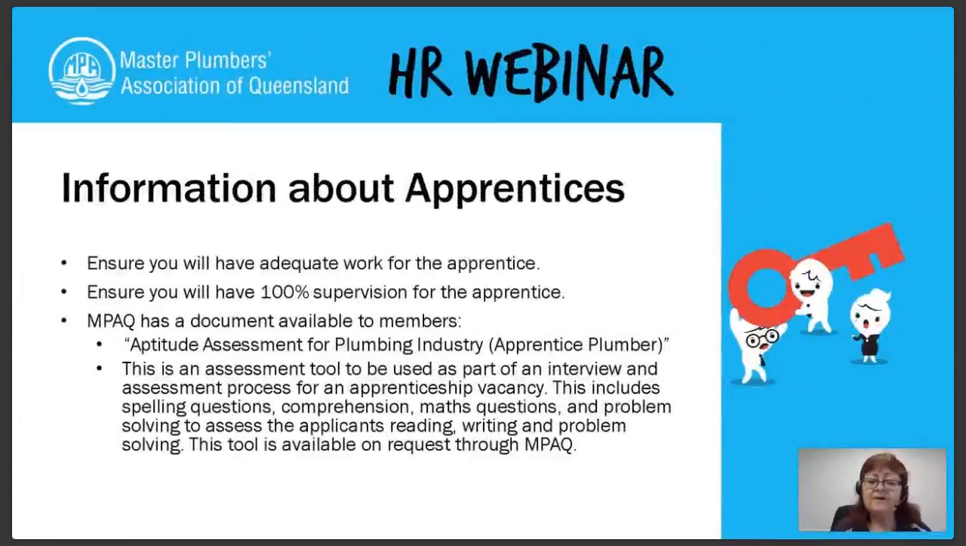So looking at information about apprentices. Prior to putting on an apprentice, please ensure that you have adequate work for the apprentice. So please ensure that you're going to be able to employ them for 38 hours a week if you're wanting to put on a full-time apprentice. If you send them home early, you actually still have to pay them the 38 hours for that week. So look at how your work is going and make sure that you have the adequate work for a full-time apprentice. If not, I would suggest employing a part-time apprentice or a school-based apprentice in that instance. You can always increase from part-time to full-time and vice versa, but look at what work you have available prior to putting someone on.